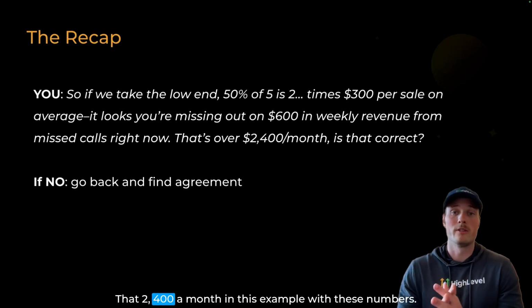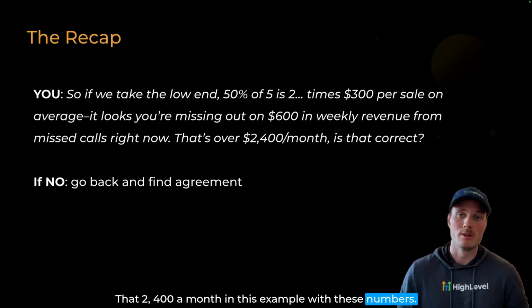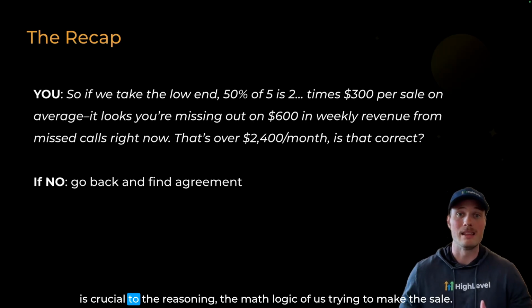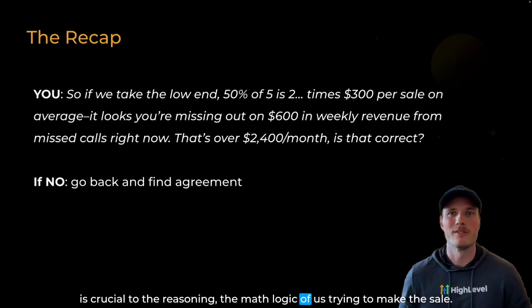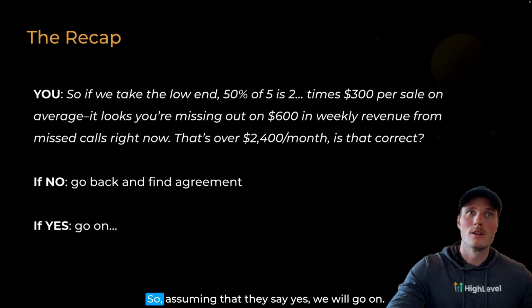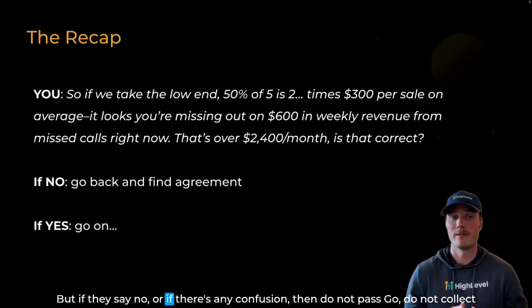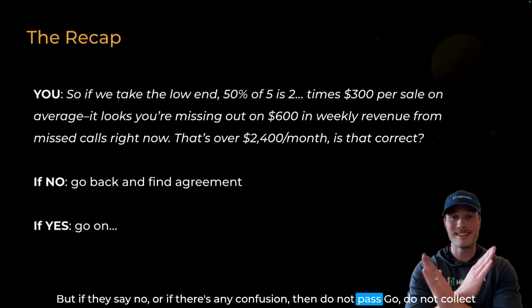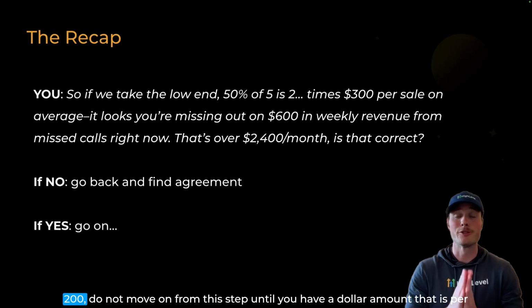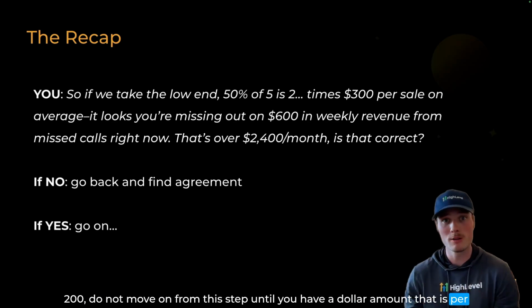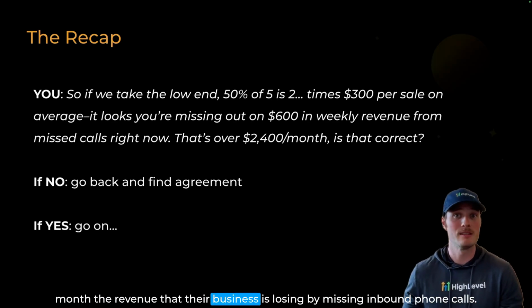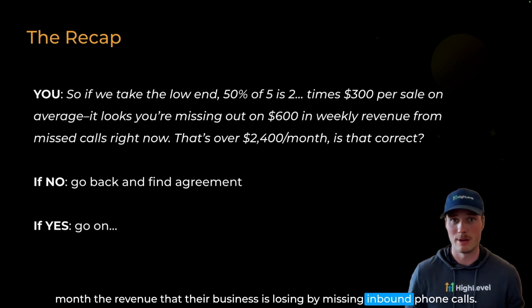That $2,400 a month in this example with these numbers is crucial to the reasoning, the math logic of us trying to make the sale. So assuming that they say yes, we will go on. But if they say no, or if there's any confusion, then do not pass go, do not collect $200, do not move on from this step until you have a dollar amount that is per month, the revenue that their business is losing by missing inbound phone calls.